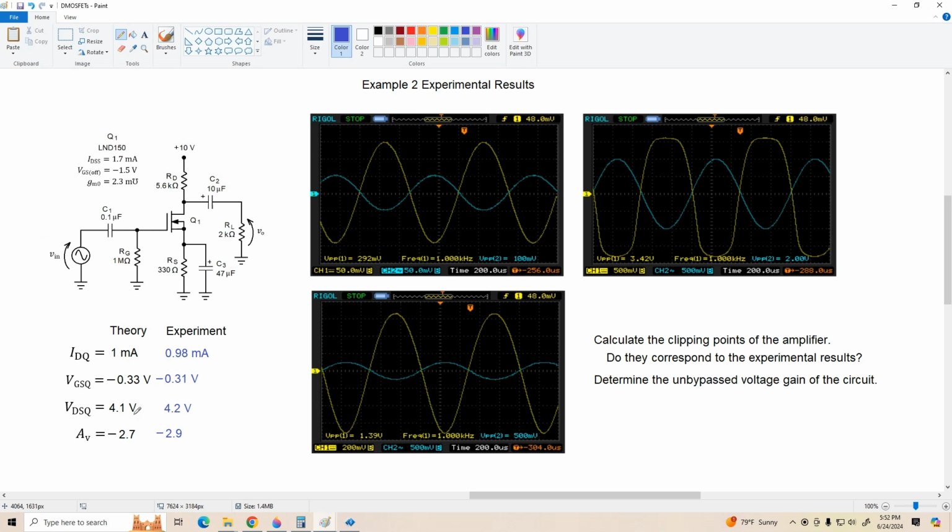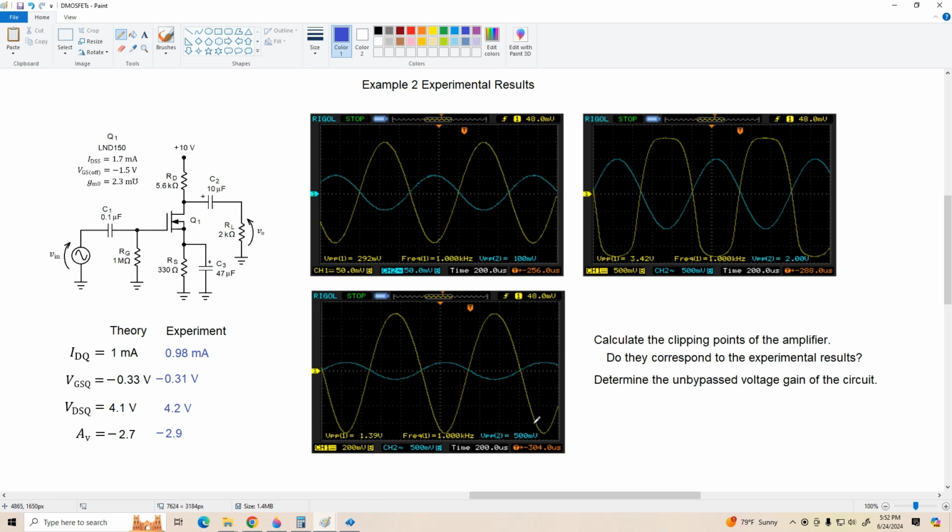So let's look at this first scope trace here. We've got an input of 100 millivolts peak to peak. We get an output of 292 millivolts peak to peak. So there's our voltage gain of negative 2.9. And it looks like a pretty clean, undistorted replica of the input, just inverted.